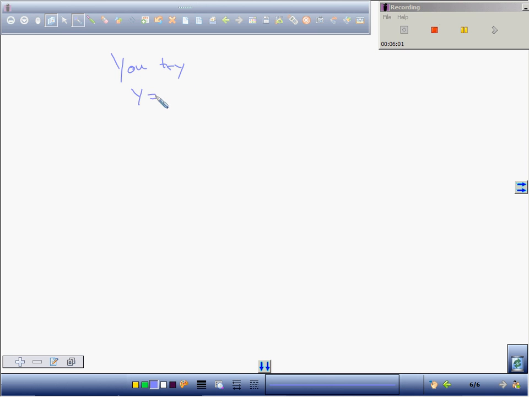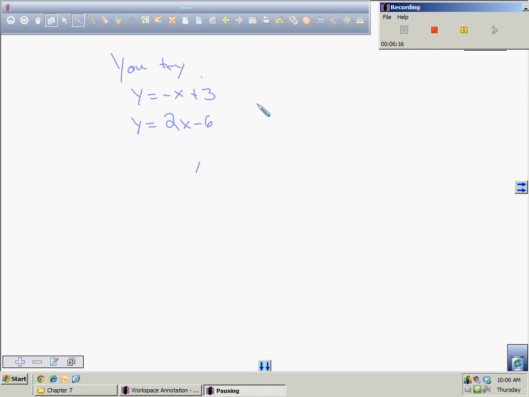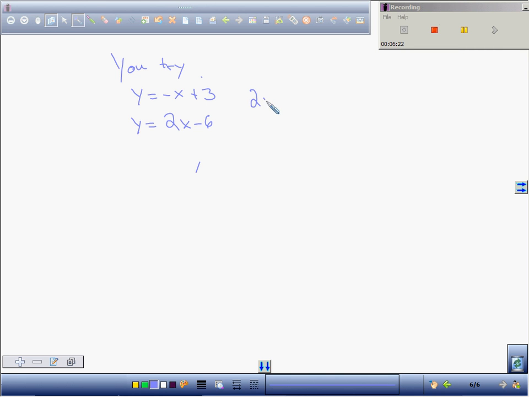y equals negative x plus 3 and y equals 2x minus 6. I'm going to pause. Well, how'd you do that first step? You did the exact same thing that I did. I moved 2x minus 6. Okay, so she did this, right? And then what?